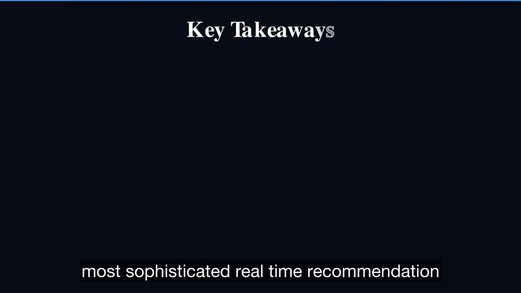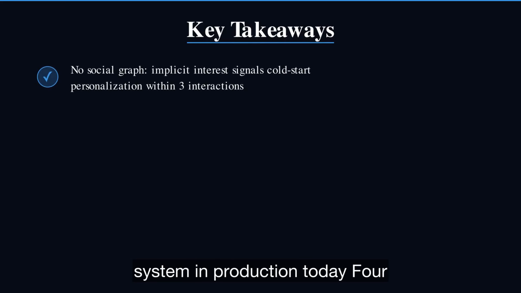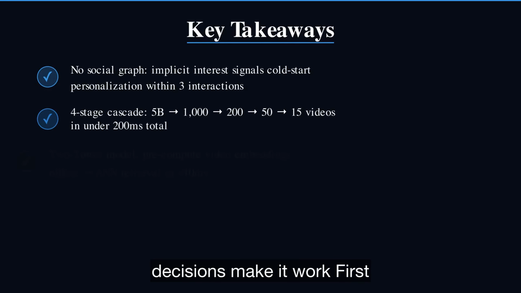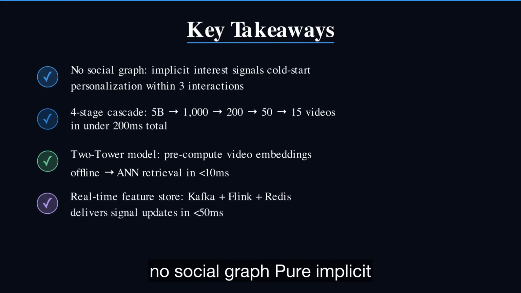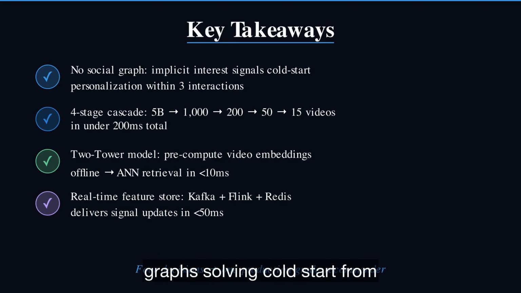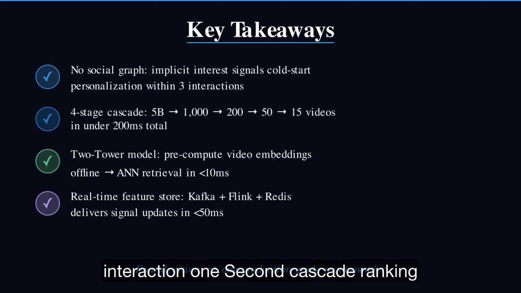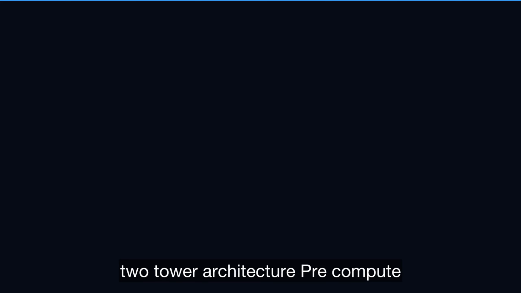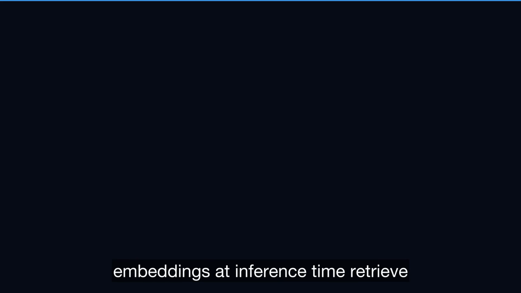TikTok's For You page is the most sophisticated real-time recommendation system in production today. 4 decisions make it work. First, no social graph. Pure implicit interest signals replace explicit follow graphs, solving cold start from interaction 1. Second, cascade ranking. 4 progressively expensive stages reduce 5 billion videos to 15 in under 200 milliseconds. Third, 2-tower architecture. Pre-compute video embeddings offline, compute user embeddings at inference time, retrieve with ANN in under 10 milliseconds.